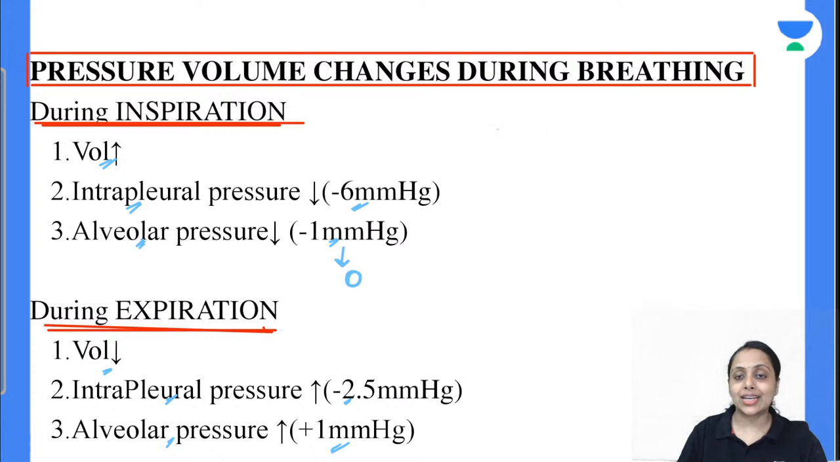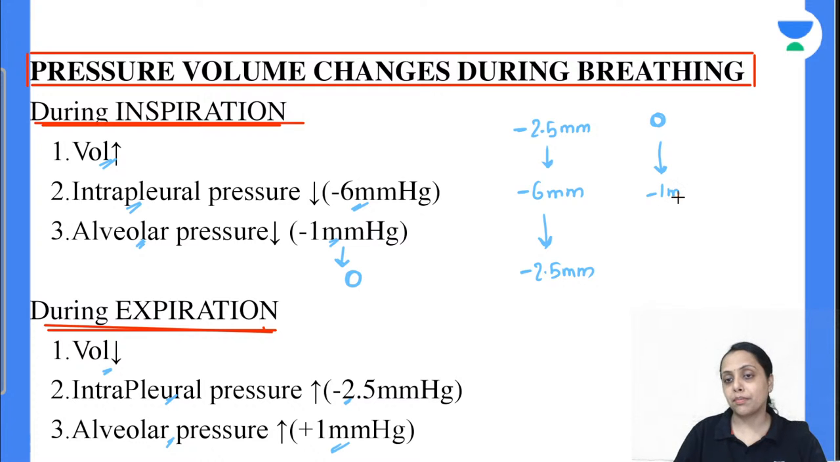सो ड्यूरिंग रेस्टिंग कंडीशन अगर हम इंट्राप्लूरल प्रेशर राइट करते हैं तो रेस्टिंग कंडीशन पे इट इज -2.5 mm of Hg. आफ्टर इंस्पिरेशन इट रीचेस टू -6 mm of Hg. ठीक है, आफ्टर एक्सपिरेशन इट अगेन बिकम -2.5 mm of Hg. एल्वियोलर प्रेशर फिर से समराइज कर लेते हैं, रेस्टिंग कंडीशन में इट इज जीरो, इंस्पिरेशन के बाद इट बिकम नेगेटिव, इट बिकम -1 mm of Hg. At the end of inspiration, it again becomes zero.